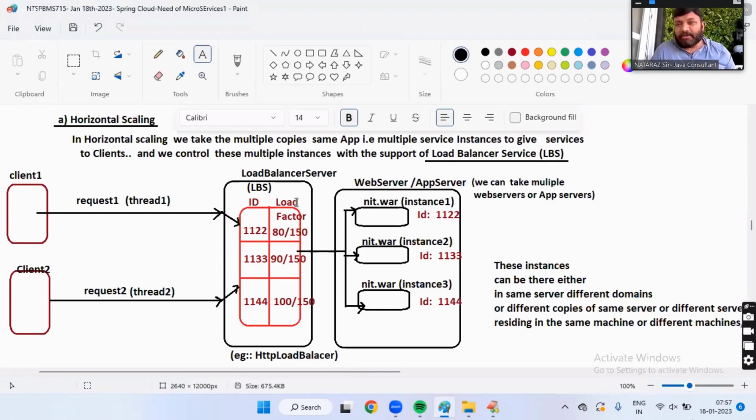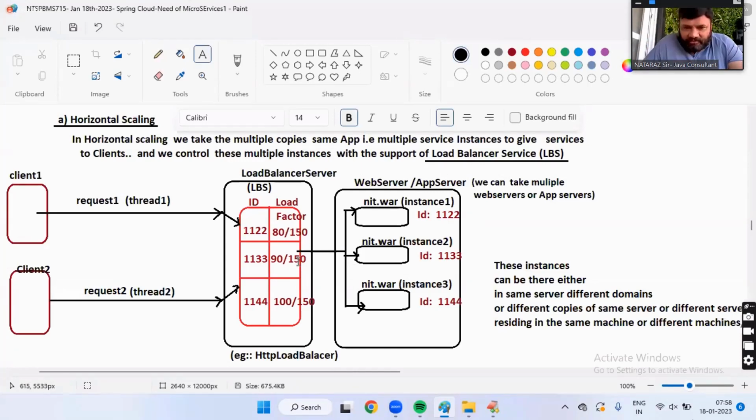Can we take multiple services in a single server? Yes, you can, but you have to create multiple domains there, boss. Can you come back? Come on, everyone.